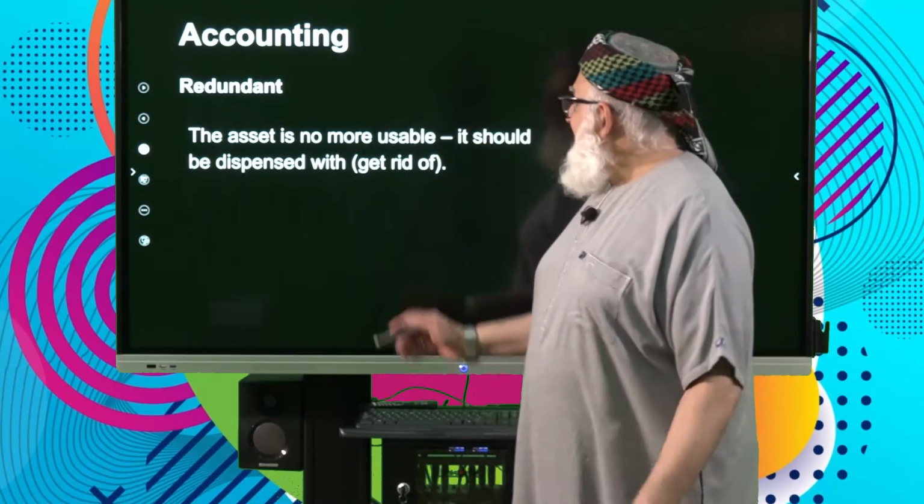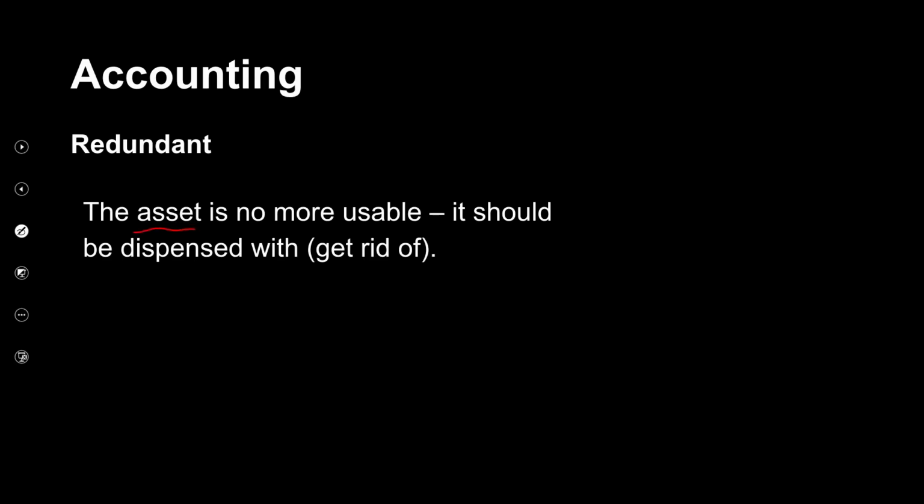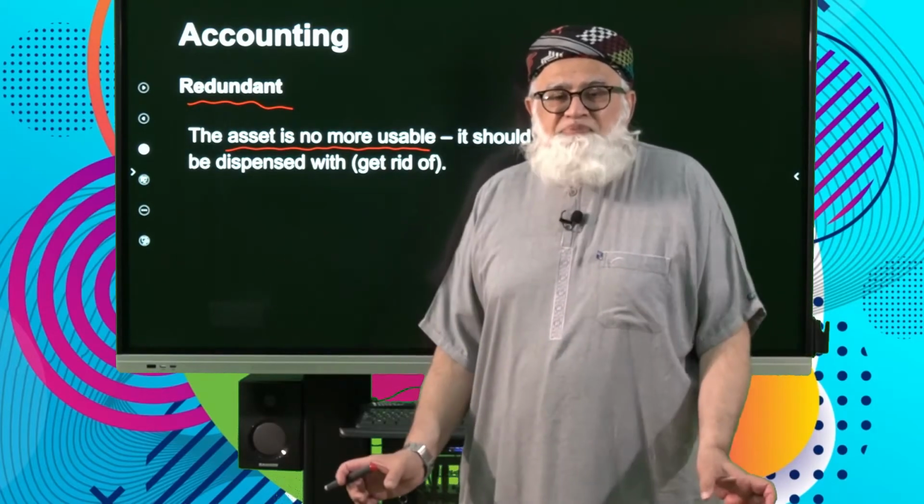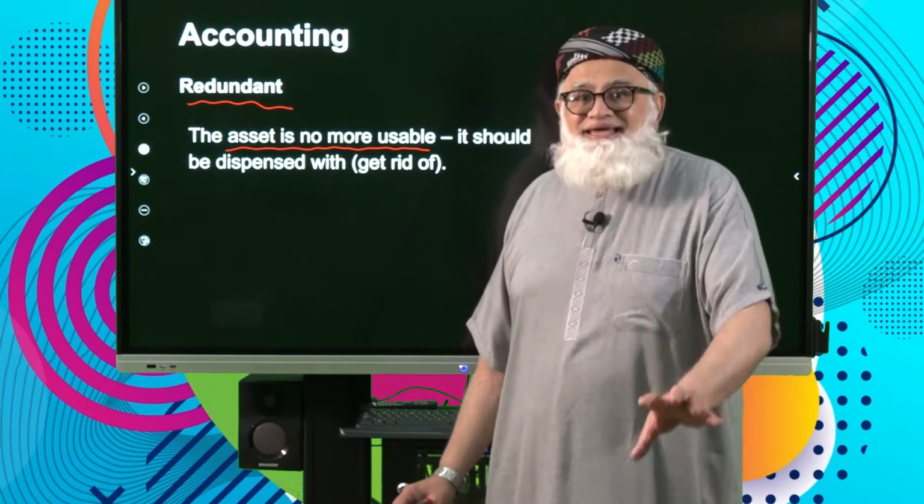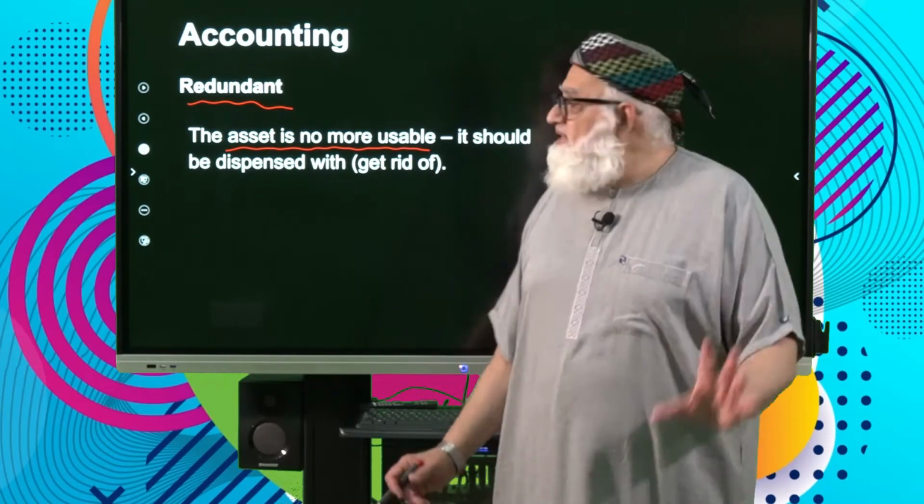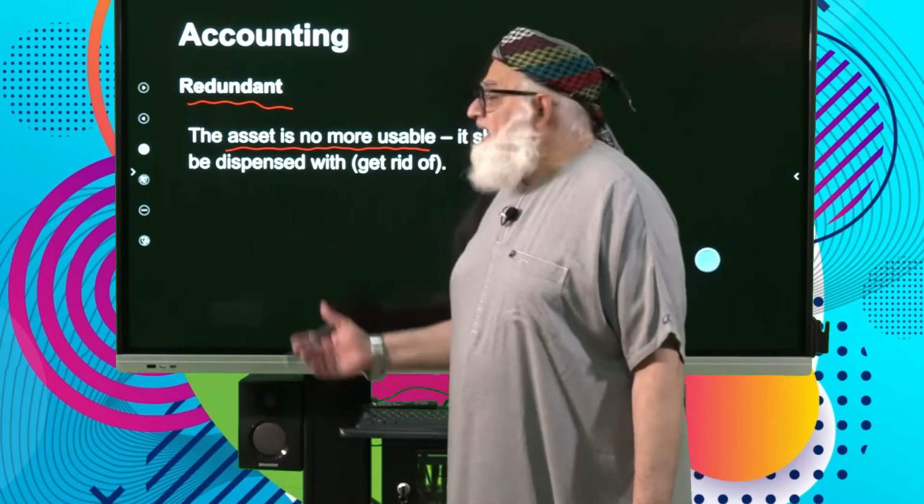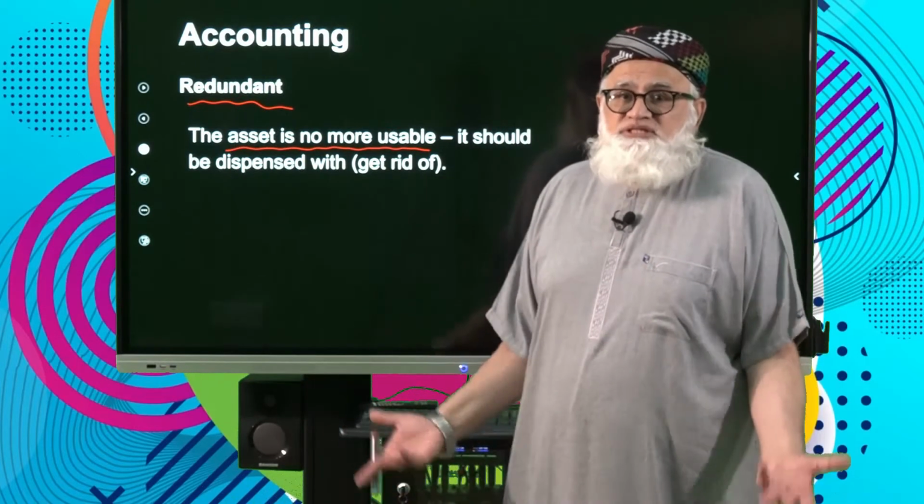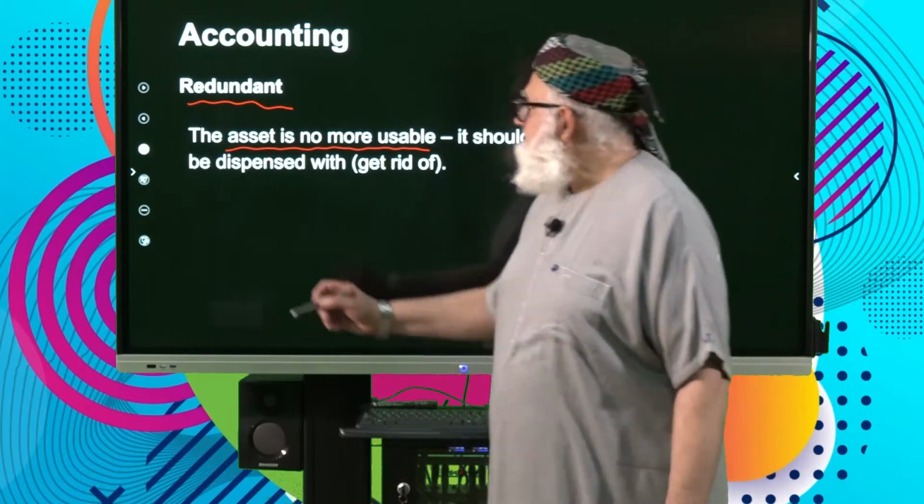Obviously, the asset after that period is no more usable. It now becomes redundant. Redundant means it may still be working, but in terms of the policy of the company, it is now regarded as a redundant asset, meaning it is no longer usable and it should be disposed of. We should get rid of it. Okay, because obviously we're not going to use it anymore.